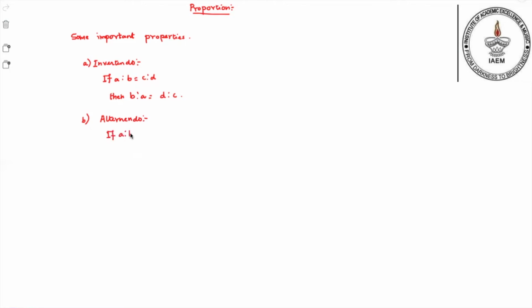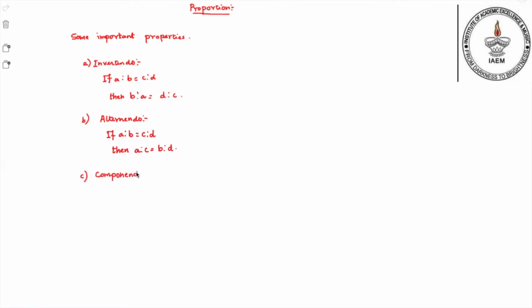Alternando. If A is to B equals C is to D, then according to alternando, we will have A is to C equals B is to D. That means the terms will get alternated between themselves. So we'll have A is to C and B is to D.